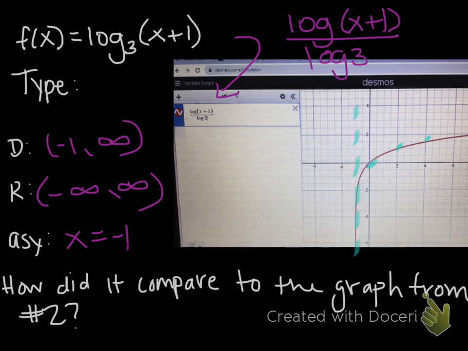The question says, how does it compare to the graph from number 2? This graph shifted left by 1. The correlation there is because it says plus 1, that's why it shifted to the left one. So again, directly below it, you have a practice problem. Utilize Desmos to get your picture.